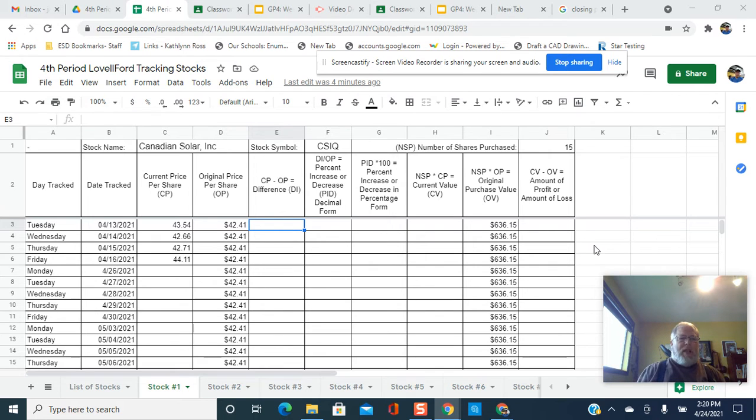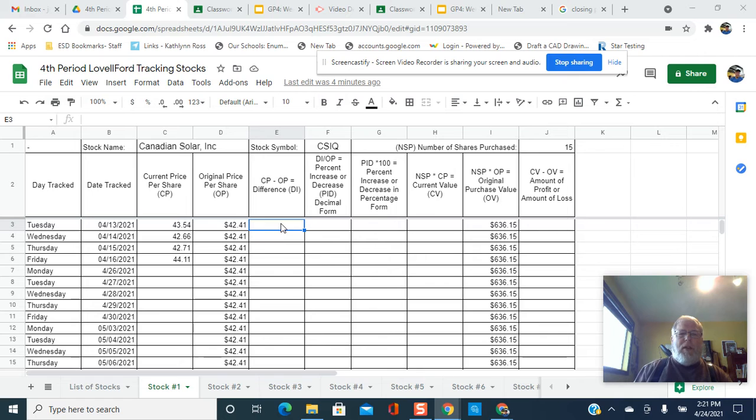So what I've done is I've taken Canadian Solar Inc. and I have tracked the prices for the 13th, 14th, 15th, and 16th, and have inputted those into the current price per share. So this is what you're going to do with the rest of this sheet.